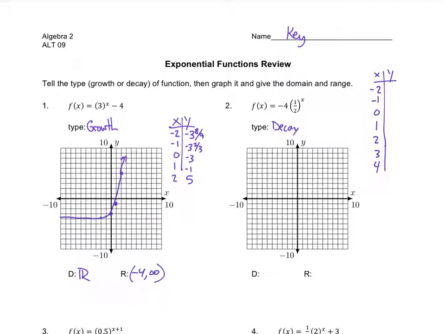If we plug that in, 1/2 to the -2 power is 4, times -4 is -16. If we plug in -1, we get -8, -4, -2, -1. We'll get -1/2 and -1/4.